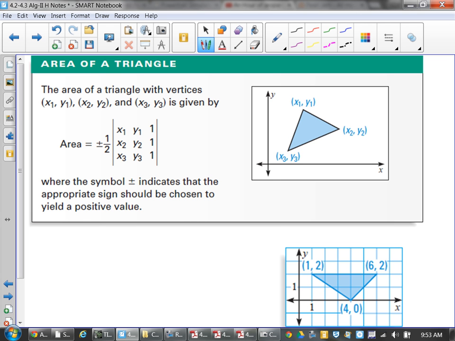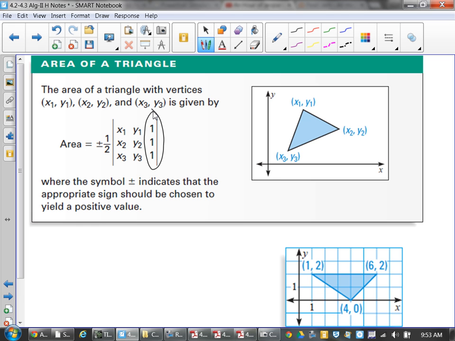Here's what happens. What we do to find the area of a triangle, given 3 ordered pairs, all you have to do is put your x and y values in columns, and then the third column you're just going to put 1s. Because when you multiply 1 by something, does it change it? No. But it always has to be. That third column will always be 1.